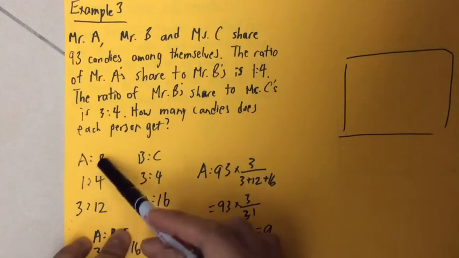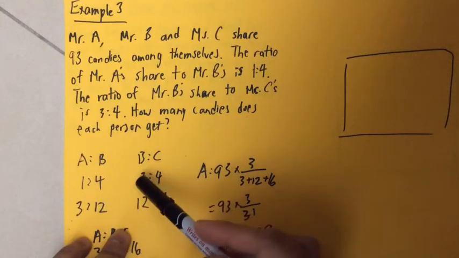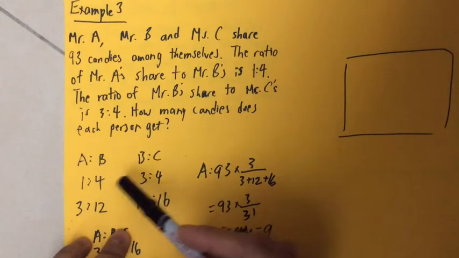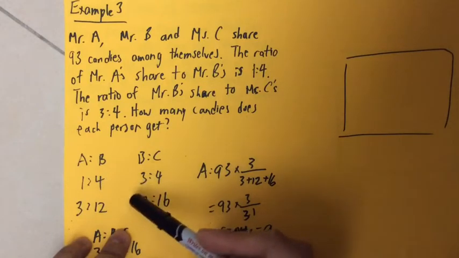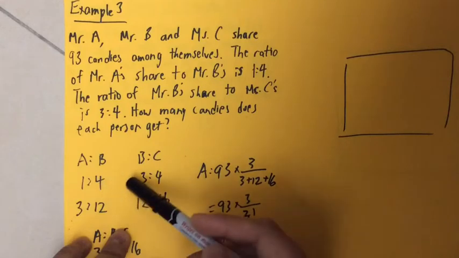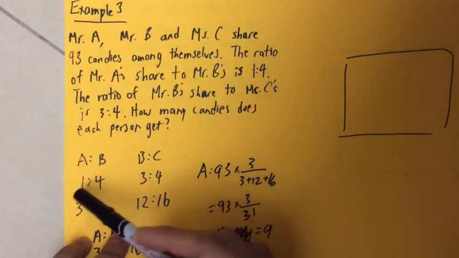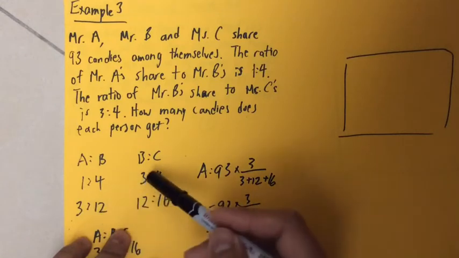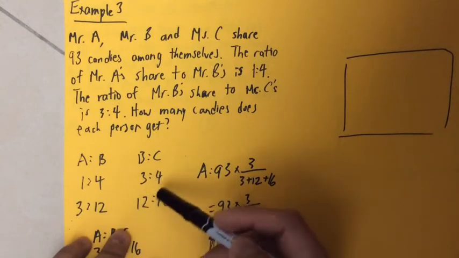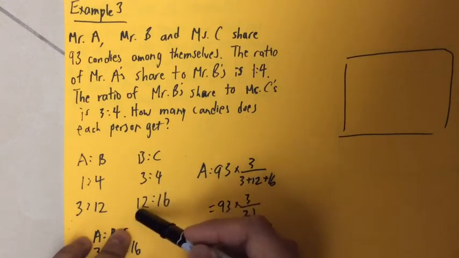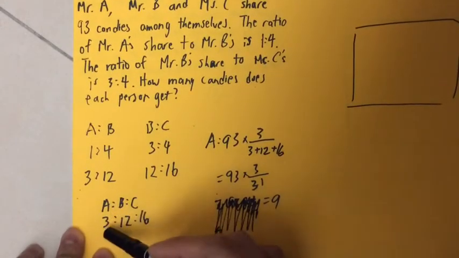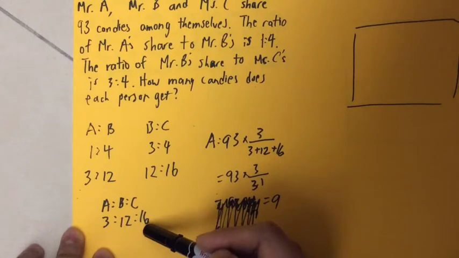Okay, so A to B is 1 to 4, B to C is 3 to 4. We need to find a common number by finding the lowest common multiple. In this case, it would be 12. So we multiply each number in 1 to 4 by 3. That gives us 3 to 12. For 3 to 4, we multiply both numbers by 4. That gives us 12 to 16. So the ratio of A to B to C would be 3 to 12 to 16.